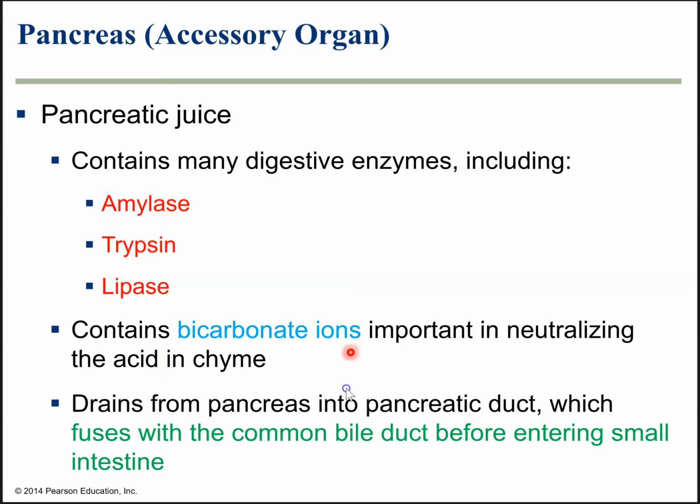Now, the pancreas also contains bicarbonate ions. If you remember, we talked about bicarbonate ions in the blood that help in maintaining basicity. And these bicarbonate ions are important in neutralizing the acids in the chyme that is formed in the stomach. So these juices drain from the pancreas into the pancreatic duct, where they fuse with the common bile duct before entering the small intestine.